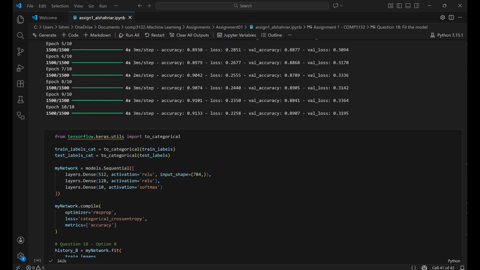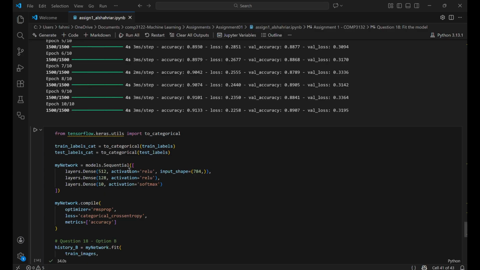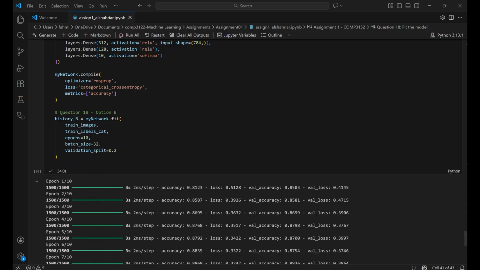And finally, for question 21, I used the evaluate function in Keras to calculate the loss and accuracy on the test dataset. By comparing the training accuracy with the testing accuracy, I checked for overfitting. In this case, the training accuracy is slightly higher than the test accuracy, which is expected. Since the difference between them is not large, the model does not show significant overfitting and generalizes reasonably well to unseen data.